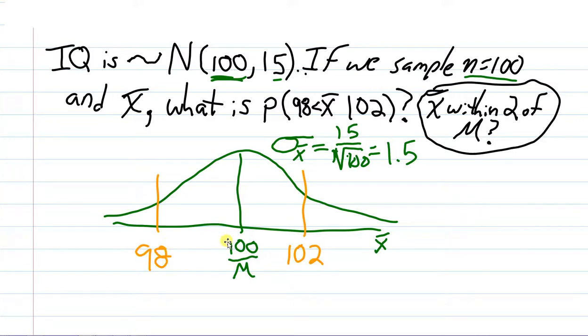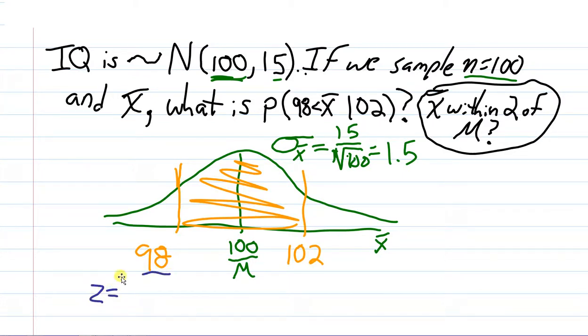I should have drawn that line about the same distance as the 102 one. But so let me try to do that here. All right. So we want to know what's that probability. At this moment, we're back in a regular old normal distribution kind of problem. We draw our picture. We calculate z-scores. What's the z-score for 98? Well, it's going to be 98 minus 100 divided by the standard deviation of 1.5. And that's 2 over 1.5. That's going to be minus 1.33.